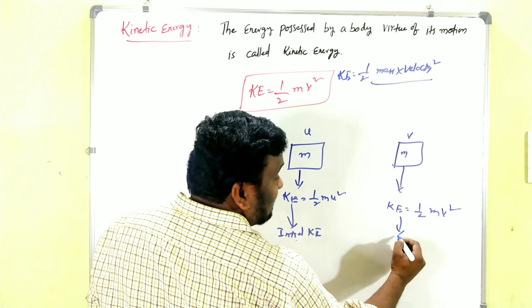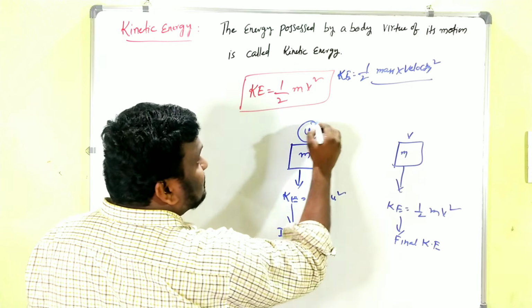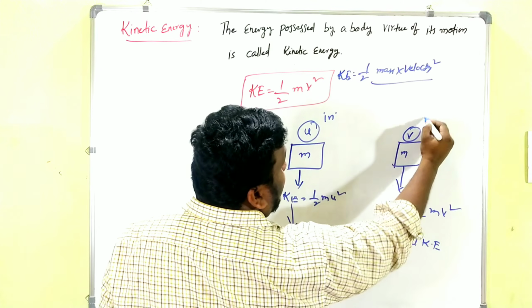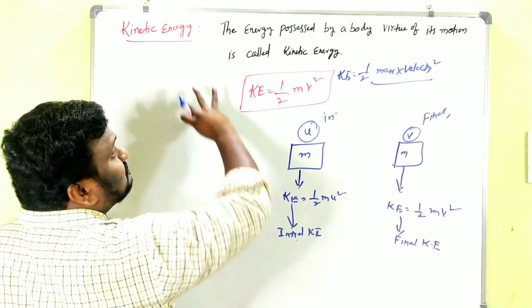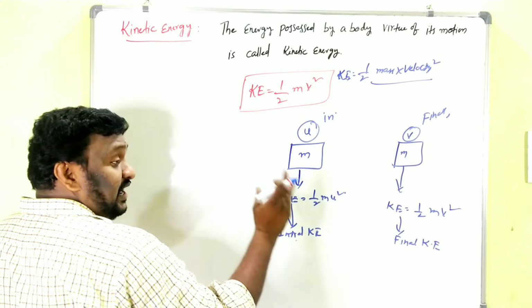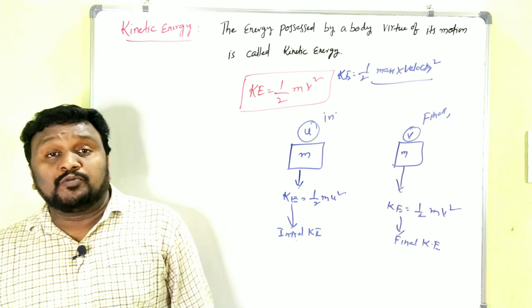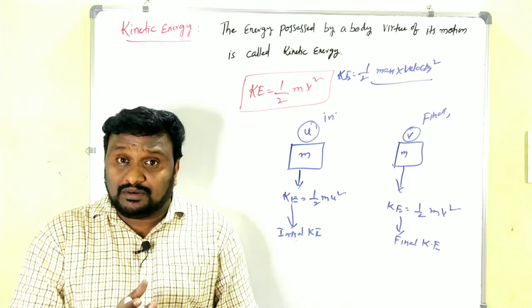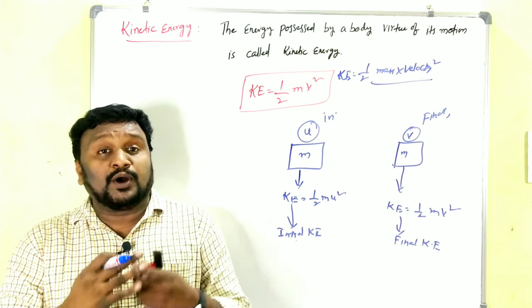Now it should be taken as final kinetic energy because u is the initial velocity and v is the final velocity. So this is simply about the kinetic energy, and the unit of kinetic energy is joule, and work unit also is joule. So next we have to go for what is work energy theorem and how we can prove it. That is the main part of this long answer.